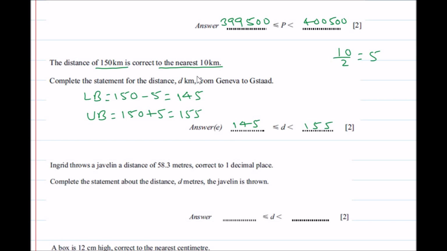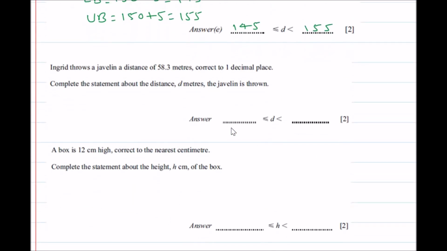Okay. Now let's go to the next example. Ingrid throws a javelin a distance of 58.3 meters, correct to 1 decimal place. So be careful here. It says correct to 1 decimal place. If you remember the rule, it says correct to 1 decimal place means we will take 0.1 divided by 2.